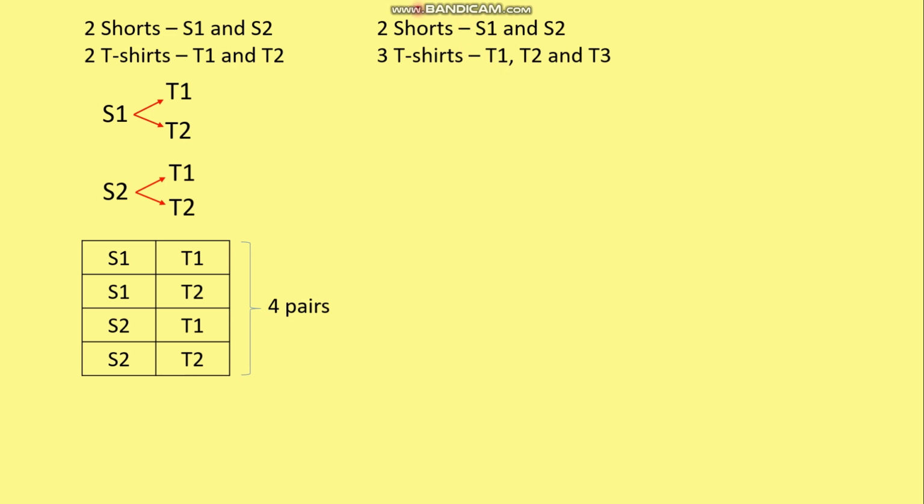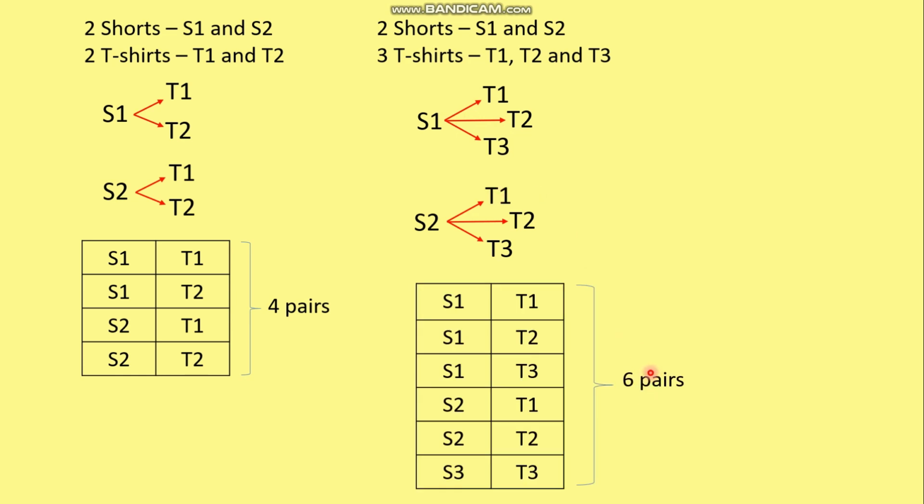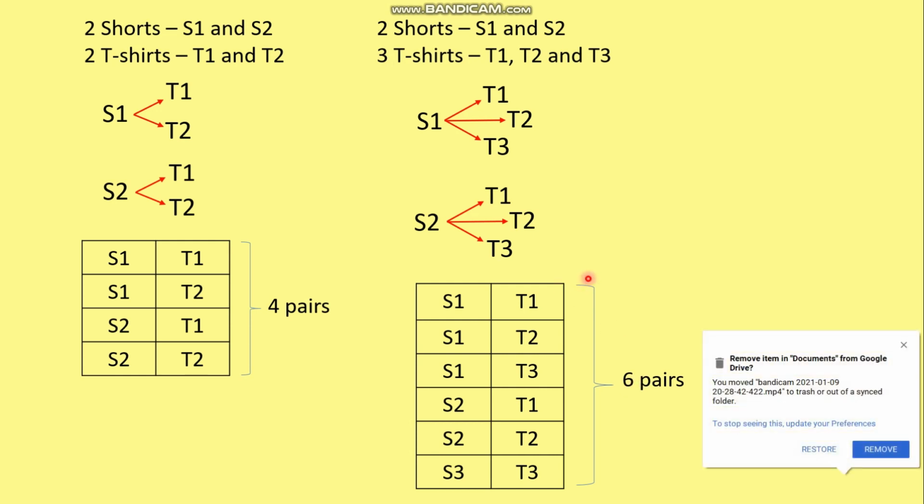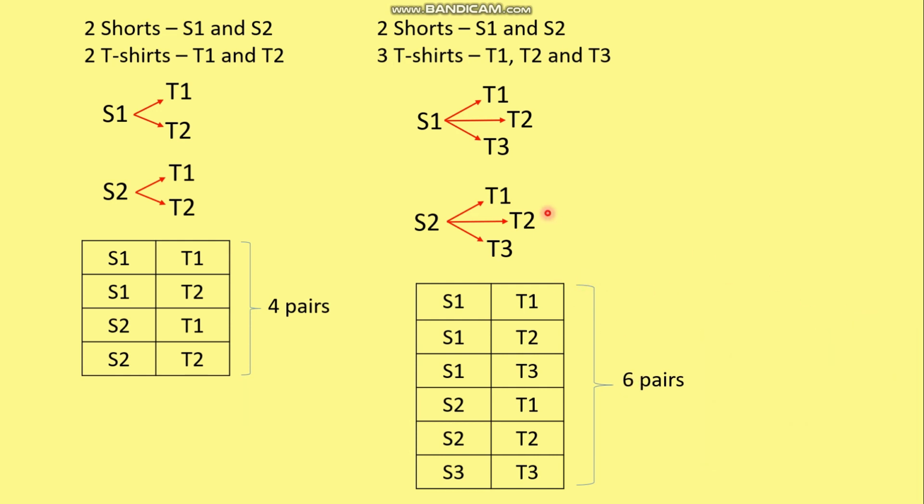Okay. Next example. Halimbawa kung 3 naman yung t-shirt. So bawat short natin ay meron ng 3 t-shirt na pwedeng ipares. So kung bibilangin natin to, meron tayong 6 pairs. So same lang din, minultiply lang din natin yung number of shorts sa t-shirt. So 2 times 3 is equals to 6. So yun yung ibig sabihin ng definition ng fundamental principle of counting.